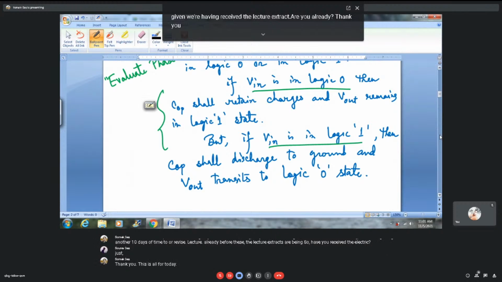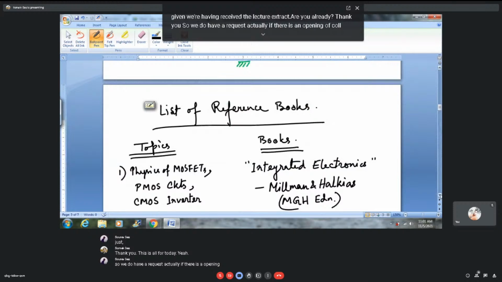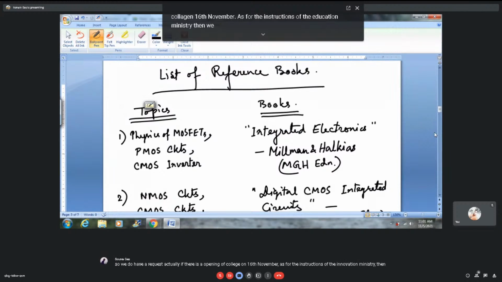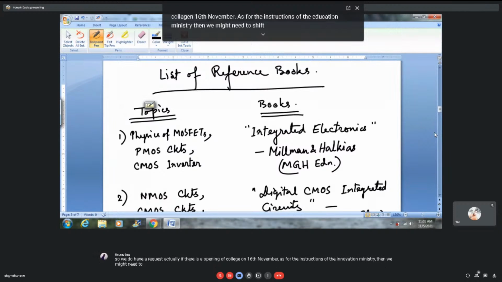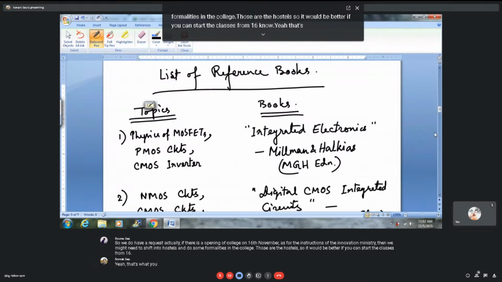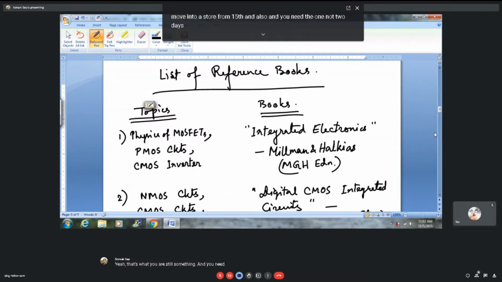Yes, sir, we do have a request actually. If there is an opening of college on 16th November, as per the instructions of the Education Ministry, then we might need to shift into hostels and do some formalities in the college. Those are the hostelers. So it would be better if we can start the classes from 16th. Yeah, that will be accommodated. If you need to move into hostels on 15th and all those things, and you need a 1 or 2 days gap before starting the lecture, that can be provided. PR will be corresponding that way. Okay, sir. Thank you so much.